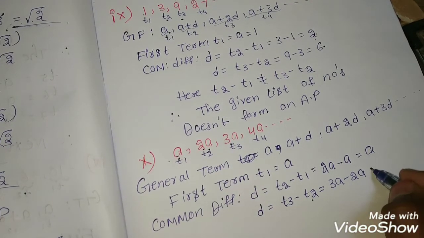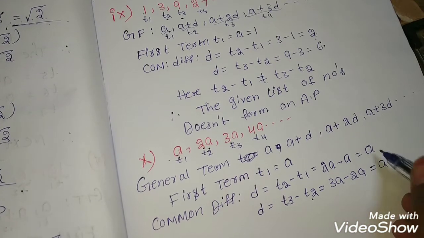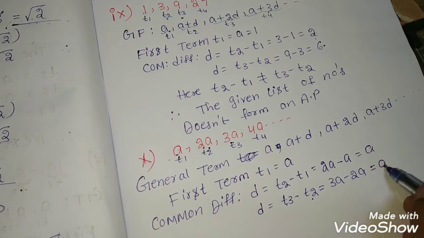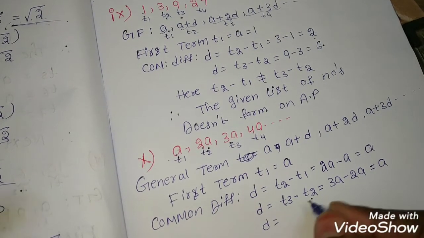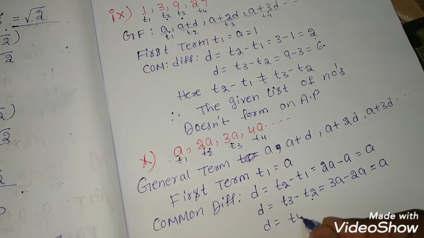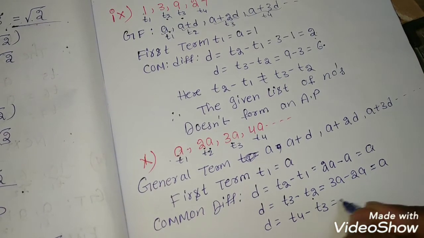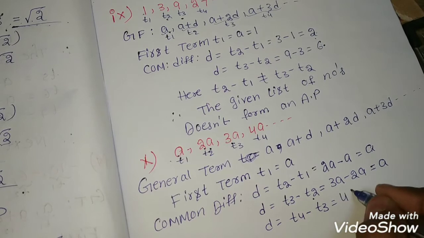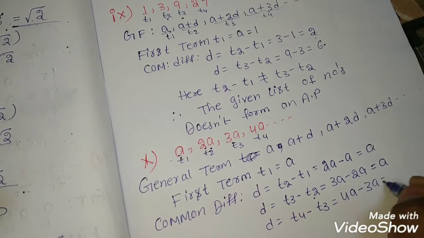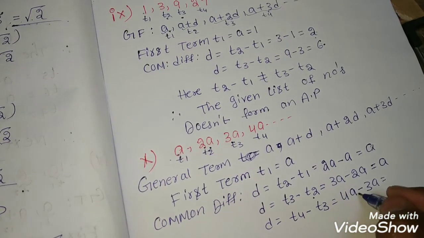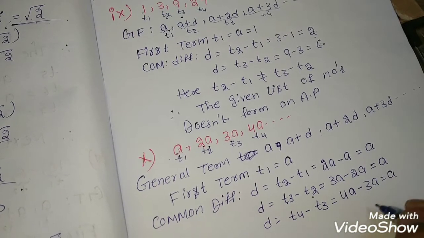So 3a minus 2a is a itself. So here we are getting a constant term. If you have a doubt, then you can check T4 minus T3. No need. No problem. Okay, 4a minus 3a. What is 4a minus 3a? 4 minus 3 is 1. So common is a. Right?